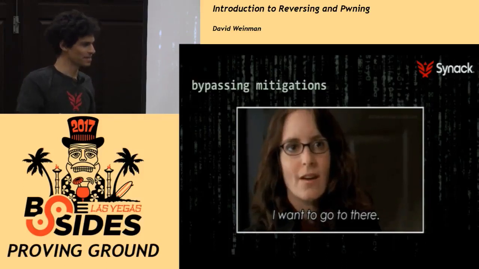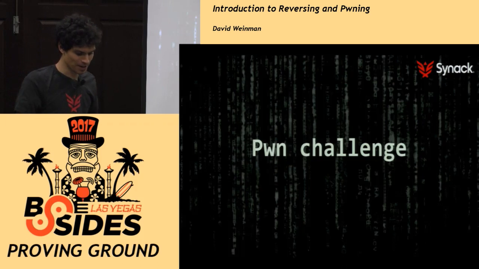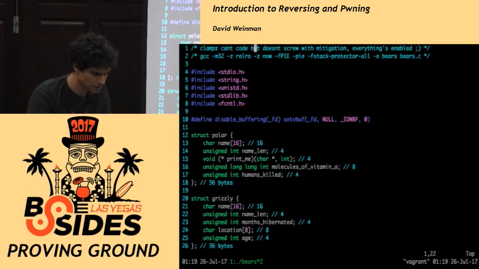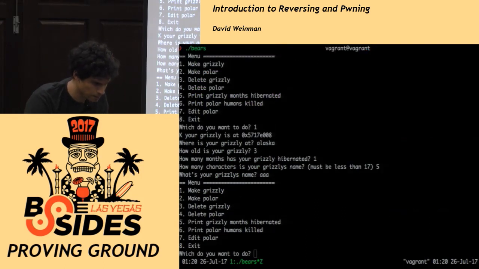So how about bypassing mitigations? Want to be there, right? So let's try a pwn challenge. So we're going to go back to this bears example. OK. So I'm interacting with the binary in this pane.